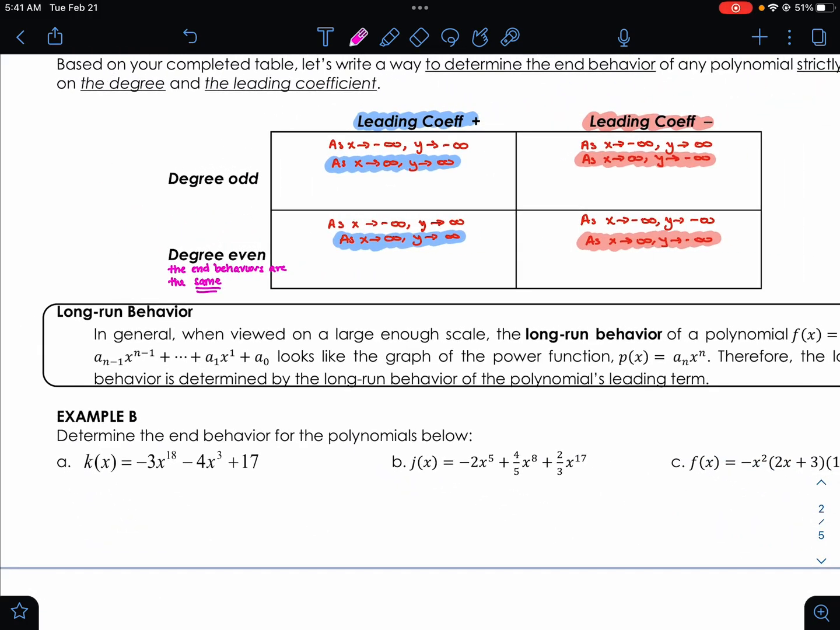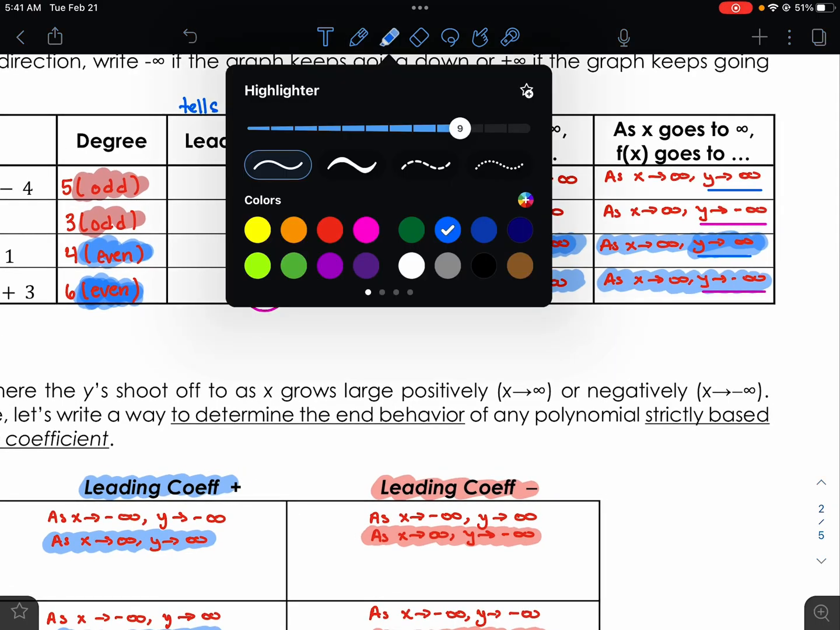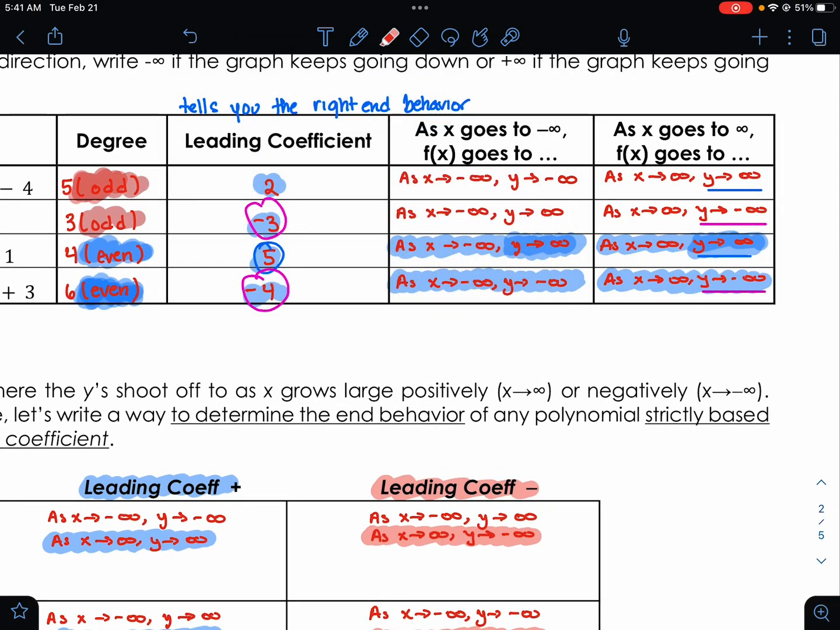If you have an odd degree function, though, you'll notice that your end behaviors are different. So we have here a 5th degree function. It's an odd number. And so our leading coefficient was 2, which told us that on the right, as x approaches positive infinity, y approaches positive infinity. But because we have an odd degree function, on the left, as x approaches negative infinity, y approaches negative infinity.